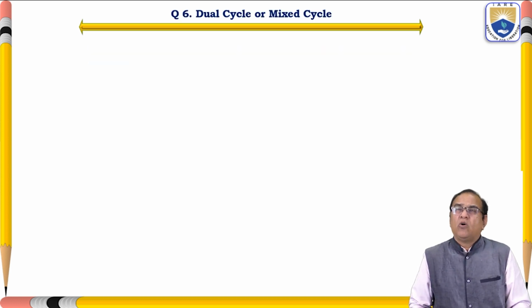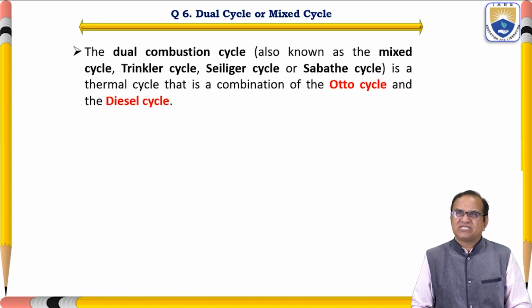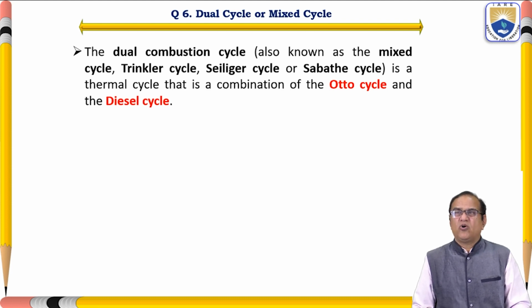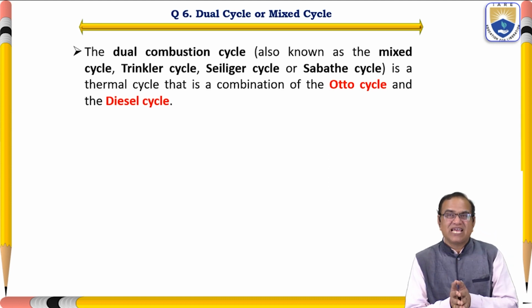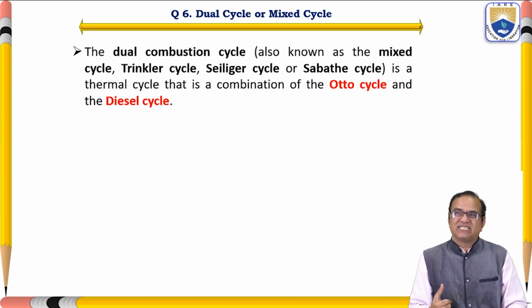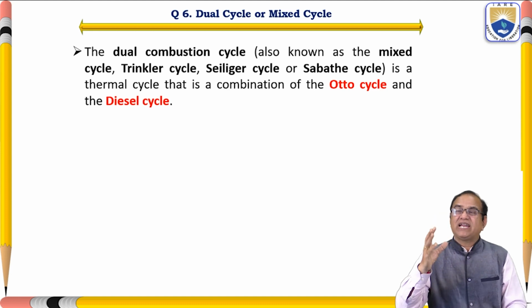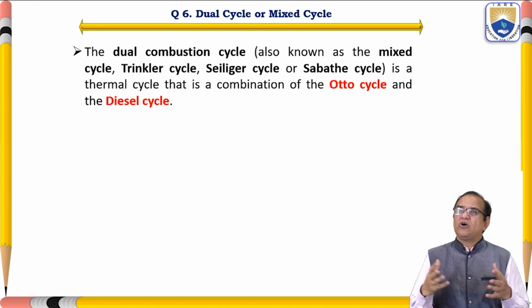Next question is, what is the dual cycle or the mixed cycle? The dual combustion cycle, also known as a mixed cycle, Trinkler cycle, Seiliger cycle, or the Sabathe cycle, is a thermal cycle that is a combination of the Otto cycle and the diesel cycle. There is a disadvantage in the diesel cycle, because we lose some of the expansion process, and in the Otto cycle we are not able to ignite properly, and we cannot increase the compression ratio.